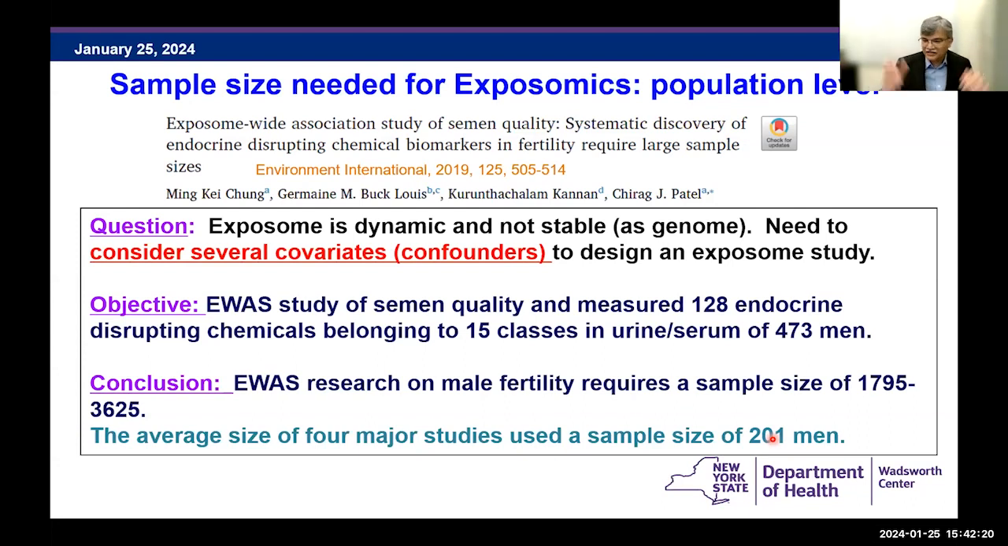You can conduct lots of studies with a small sample size. They're not going to be helpful. So with biomonitoring studies, working in conjunction with the data scientists and epidemiologists, we can generate all this important information that will be useful in conducting exposomic studies.